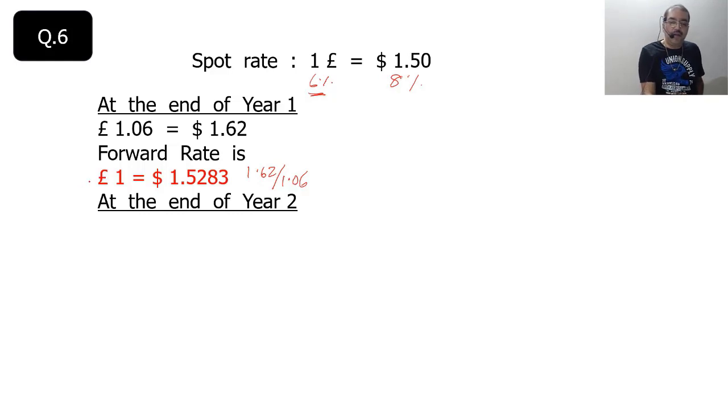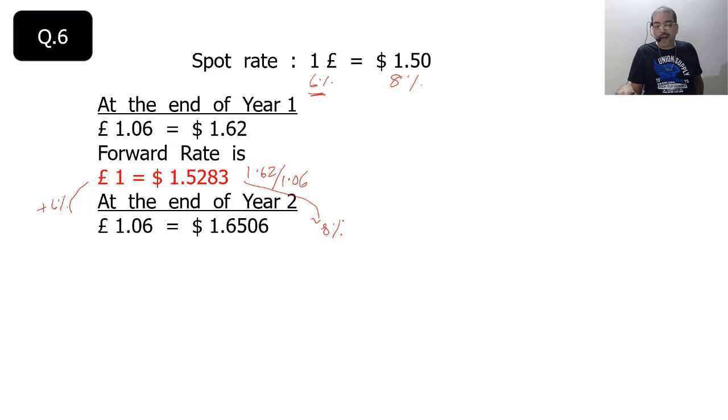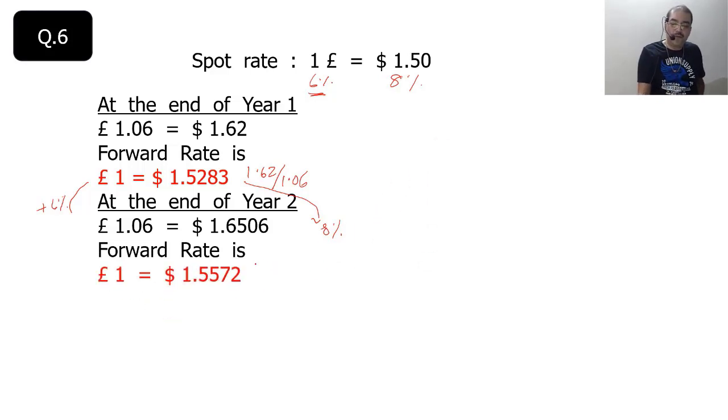At the end of the second year, again this 1 pound is going to increase by 6% and this 1.5283 is going to increase by 8%. So we get 1.06 again, and 1.5283 plus 8% is 1.6506. Forward rate: 1.6506 divided by 1.06.